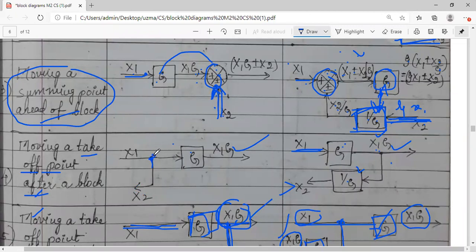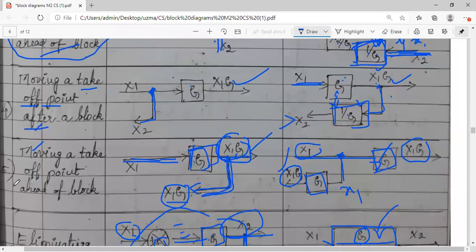the signal same I have taken from this. Here the takeoff from the takeoff point, I can't take directly the signal. It should be passed through a block which is having the gain a reciprocal of the original. Then coming to the next, that is moving the takeoff point ahead of the block. So it is reverse. What I should do here?